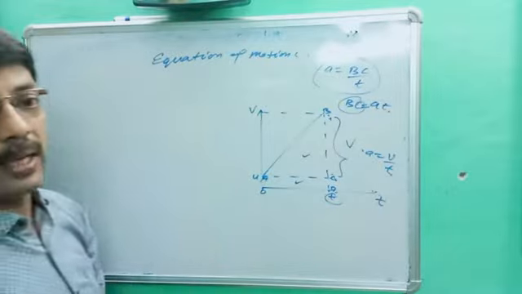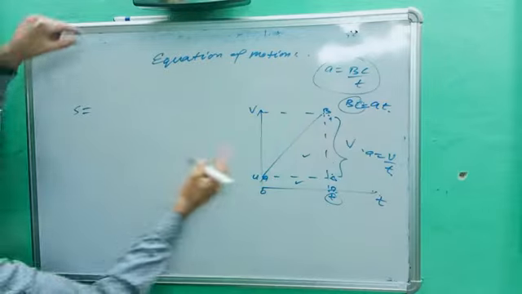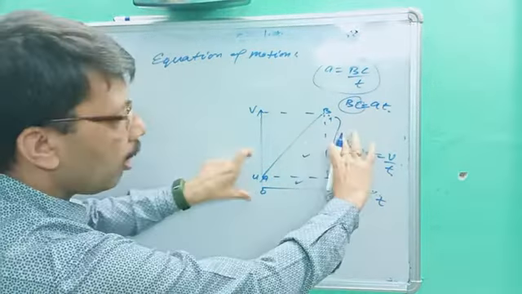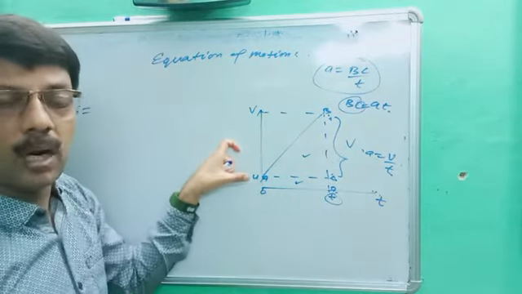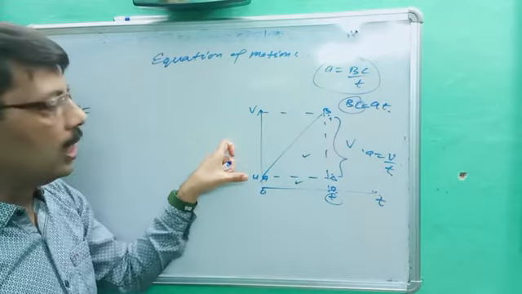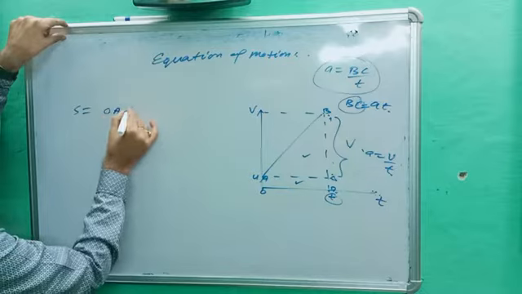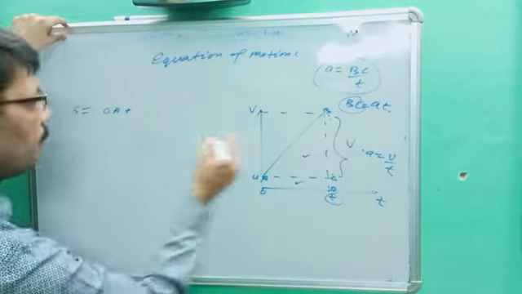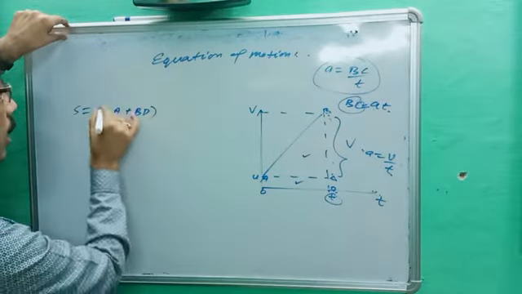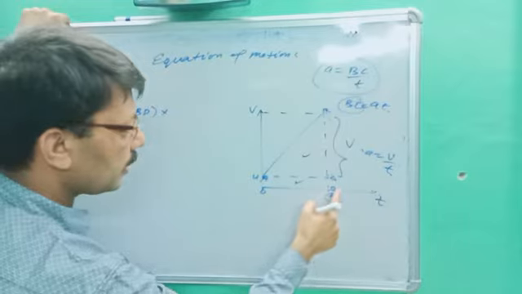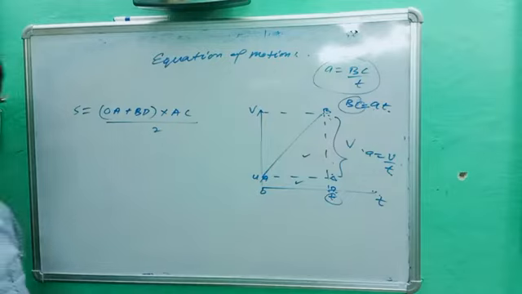So again we will get it through the area because S is given, and this is like a trapezium. So what we can write? S is equal to area of trapezium. What is the area of trapezium? Sum of parallel arms multiplied by separation distance divided by 2. Are you getting? So what is the sum of parallel arms? It becomes OA plus BD. What is the separation distance between them? It is equal to AC, divided by 2.